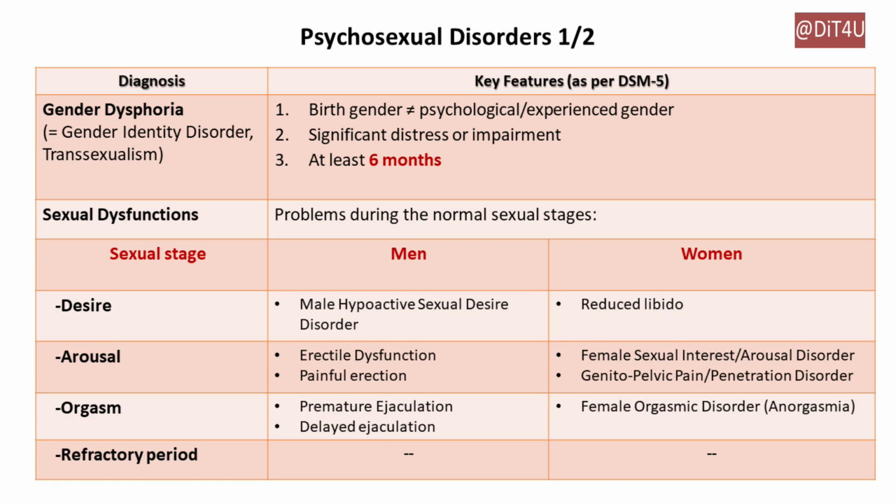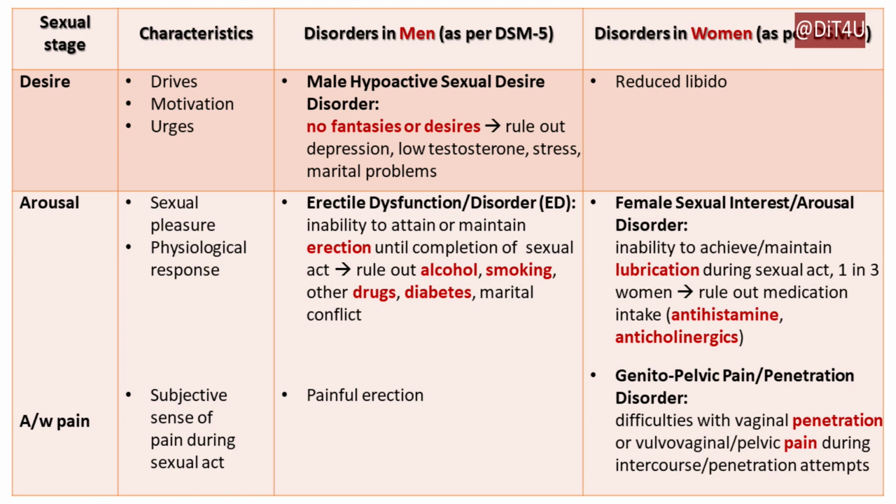Orgasm, men can experience premature ejaculation, very common. That means not having sustained erection to consummate the sexual act. And delayed ejaculation, which is very, very rare in men. Premature ejaculation is much more common. Women, female orgasmic disorder, also known as anorgasmia, that means they're unable to achieve climax orgasm. Okay, so let's look at each of these stages.